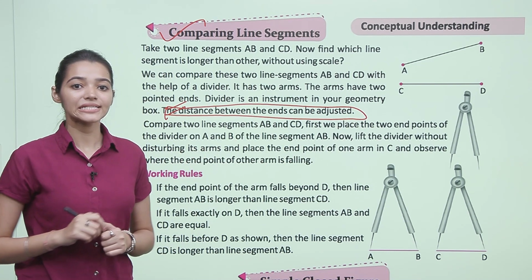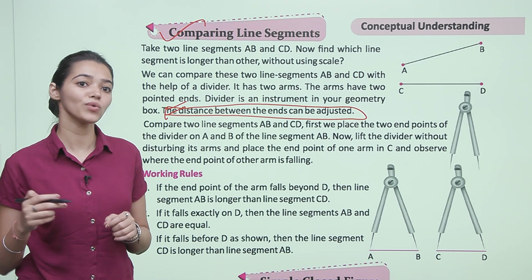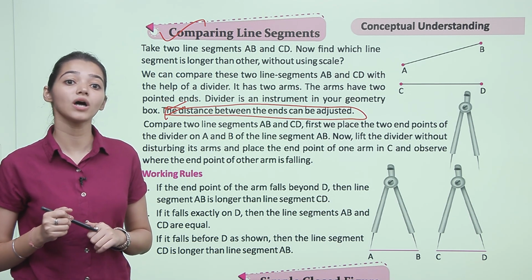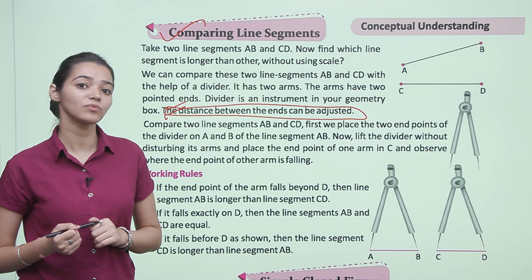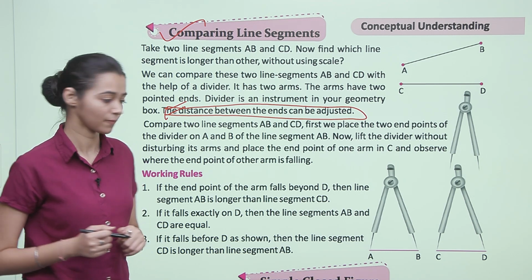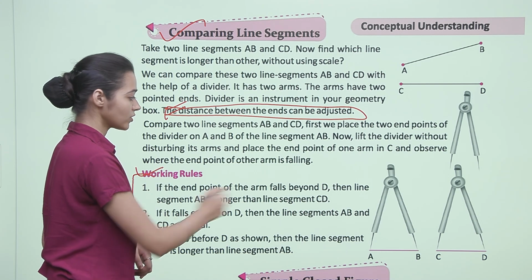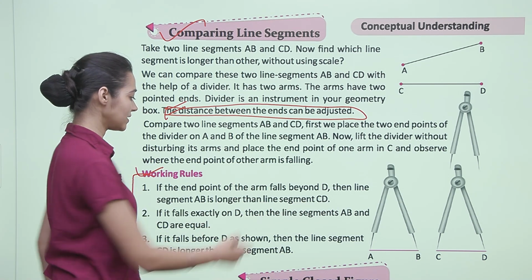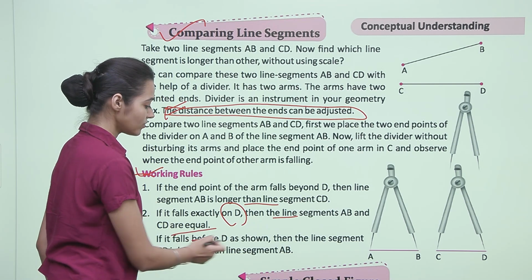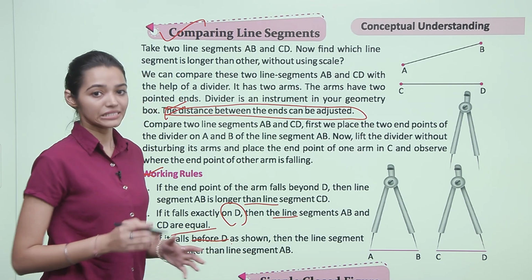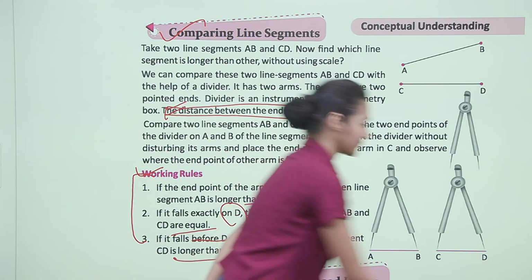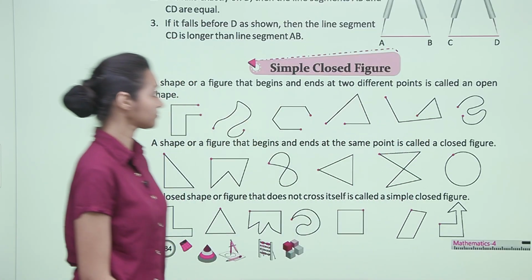Now to compare 2 line segments AB and CD, first we place the 2 endpoints of the divider on A and B of the line segment AB. Now lift the divider without disturbing its arms and place the endpoint of one arm on C and observe where the endpoint of the other arm falls. Now here are the working rules. If the endpoint of the arm falls beyond D, that means AB is longer than CD. If it falls exactly on D, that means both are equal, and if it falls before D, that means CD is longer than the line segment AB.